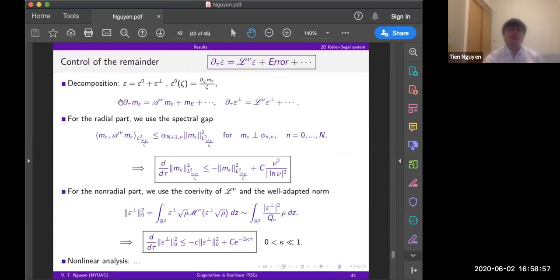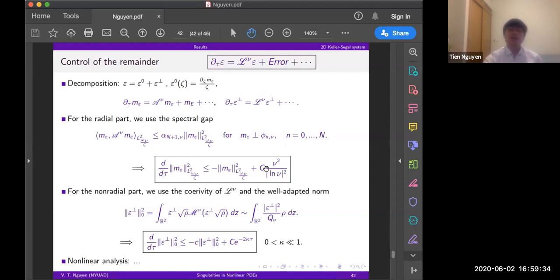Okay, so to control the remainder, we decompose the solution in two parts, the radial part and the non-radial part. For the radial part, we use the partial mass system. For the non-radial part, we rely on the coercivity which we just derived before. So you see for the radial part, up to some orthogonal condition, we have the spectral gap. And then if you look at the linear level, you can easily obtain this formula in a weighted L2 space to control the radial part.